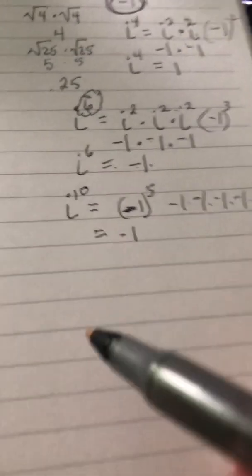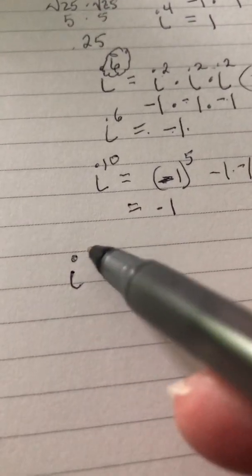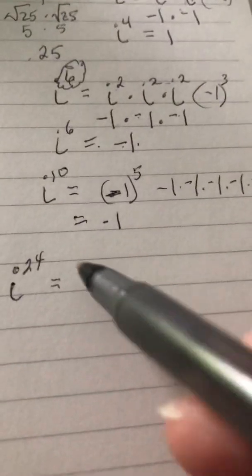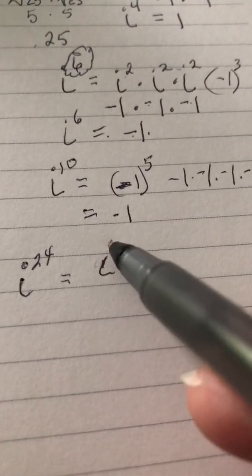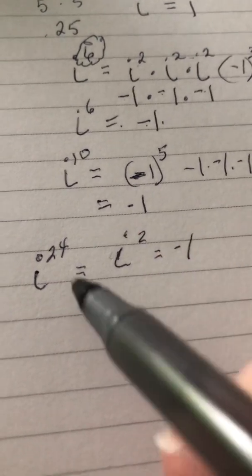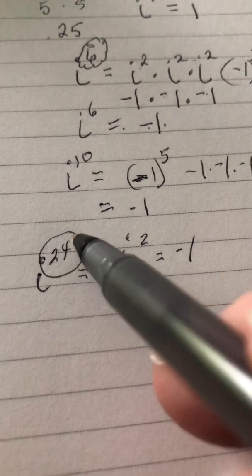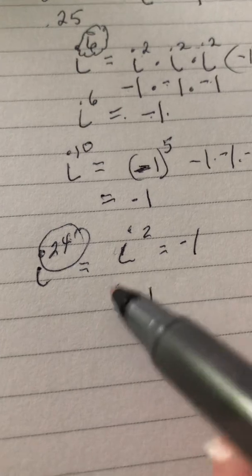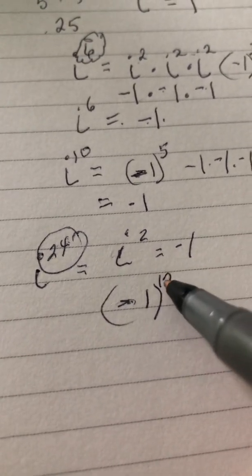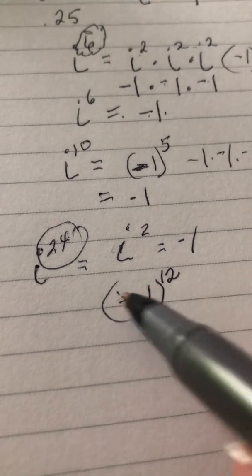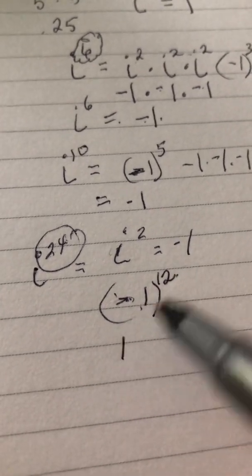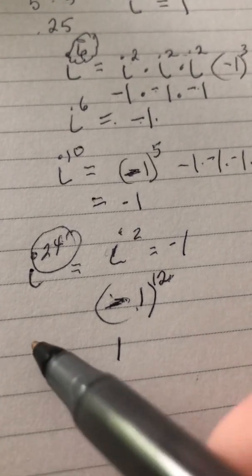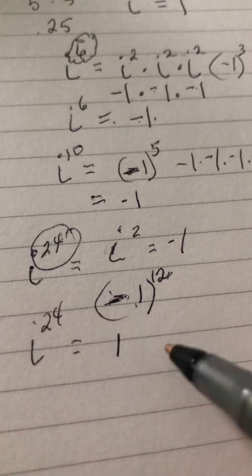So let's say they give you a whopper of one. Let's say they give you i to the 24th power. How many sets of i squared? And remember, i squared always equals -1. So I want to know how many sets of -1 do I have here? And I just take half of that number. So that means I have 12 sets of the i squared. So -1 to the 12th power is a +1, an even number of negatives being multiplied. So i to the 24th is +1.